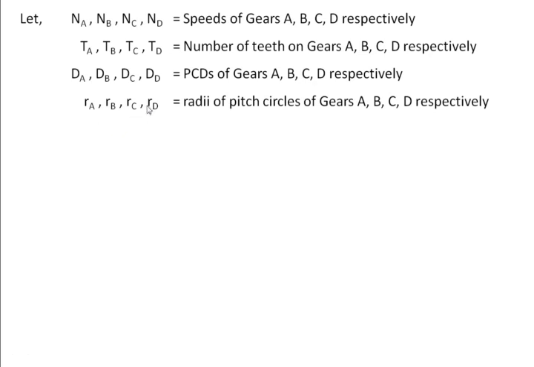Let RA, RB, RC and RD be the radii of the pitch circles of gears A, B, C, D respectively. And one more thing, as B and C are compound gears, the speed of B will be equal to the speed of C.